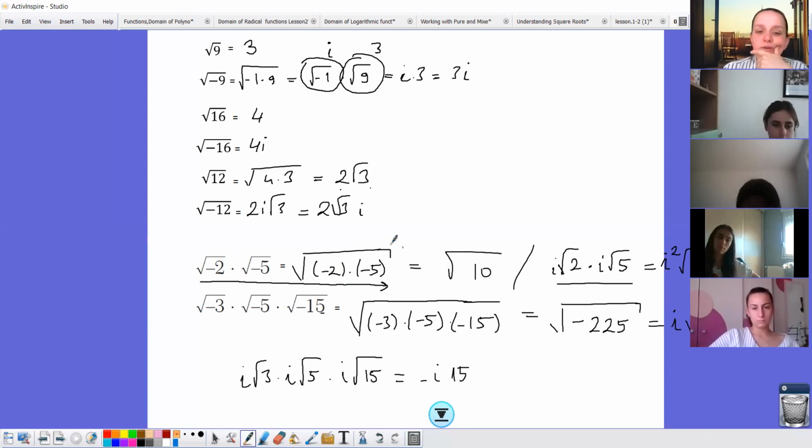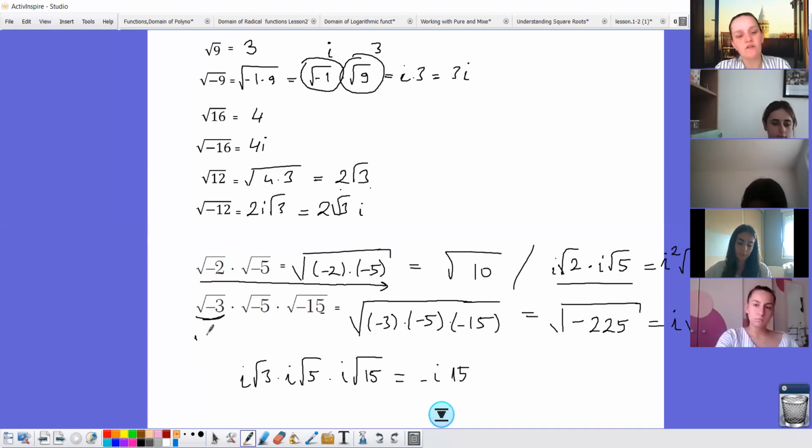But the most important thing is to know how you will take the i out, okay? Here, for example, this root of -1. Did you write this one? Yes. Okay, I'm continuing to the next page.